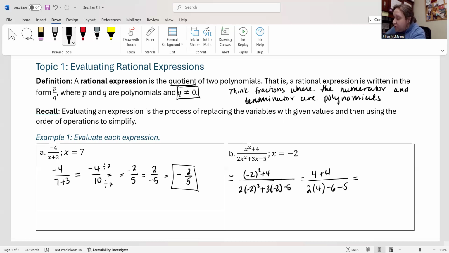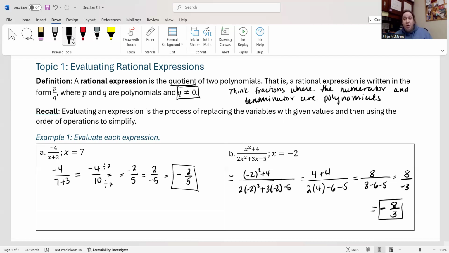For the numerator, we just get 4 plus 4, which is 8. The denominator, I have multiplication and subtraction. I need to take care of my multiplication first, so 2 times 4, which is 8. And then I've got -6 minus 5. So my numerator is still 8, but then I've got 8 minus 6 minus 5. So 8 minus 6 is 2, and 2 minus 5 is -3. So we have 8 over -3, but remember, we can just pull that negative out front and say this is -8 thirds.